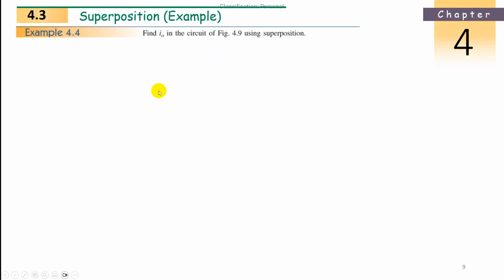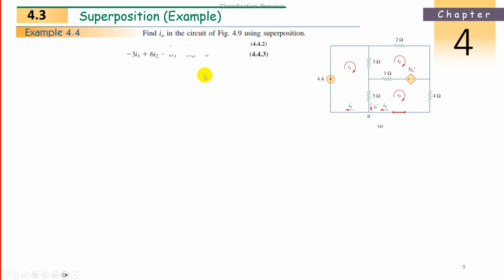Now the same equations I will write there. Two equations we already know. The first loop gives I1 is equal to 4, which we already know from the previous slide. And for the second loop we already got minus 3I1 plus 6I2 minus I3 minus 5I0 dash. So like this we have the second equation.